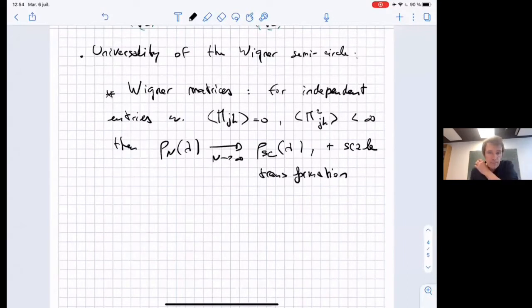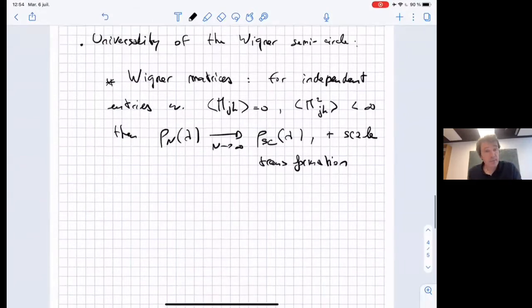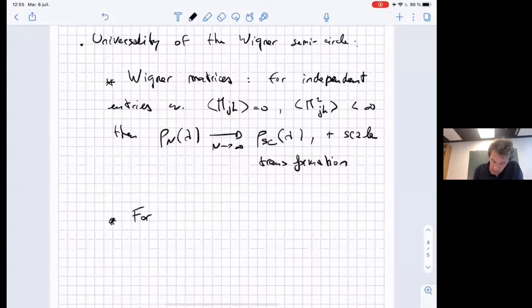So the rotational invariance is not required for the semicircle, though. Yeah, exactly. So for any Wigner matrices, if you have this condition, basically, then you will get the Wigner semicircle. Okay. On the contrary, this is quite robust for these ensembles. The situation is rather different for invariant ensembles.